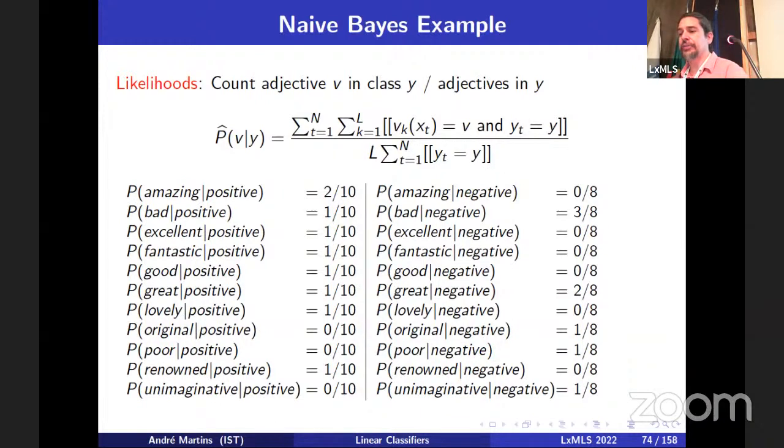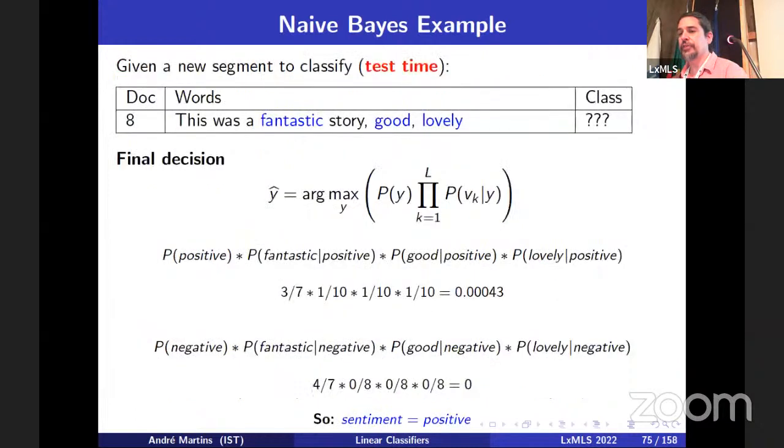And now that we have all these estimates, then if we have a new document that we never saw before, so this is a new review. The text is, this was a fantastic story, good, lovely. There's 3 adjectives here, fantastic, good, and lovely. Then we can just use our estimates to compute what is the most probable class. Okay, so we need to compute this quantity here, which involves multiplying the prior. So let's start with trying y being positive, and then we need to try also y being negative.